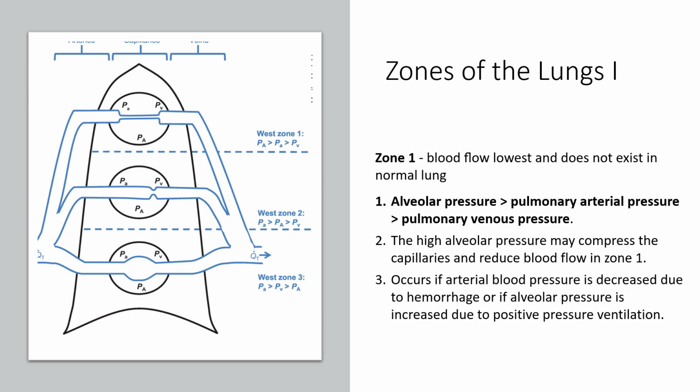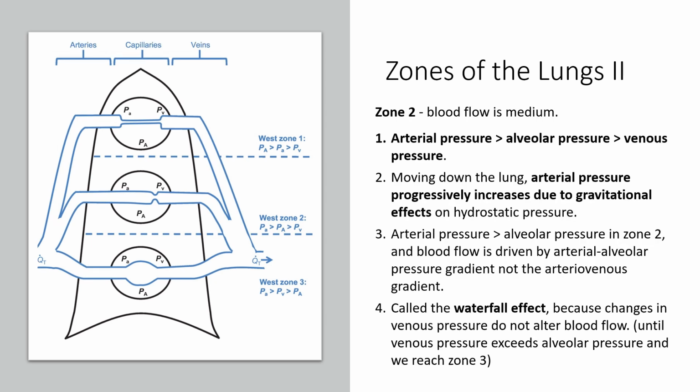What are the different zones of the lung? First, zone 1, where blood flow is lowest and normally does not exist in the normal lung. It's when alveolar pressure is greater than pulmonary arterial pressure, which is greater than pulmonary venous pressure. The high alveolar pressure may compress the capillaries and reduce blood flow in zone 1. This situation occurs if arterial blood pressure is decreased as a result of hemorrhage or if alveolar pressure is increased because of positive pressure ventilation.